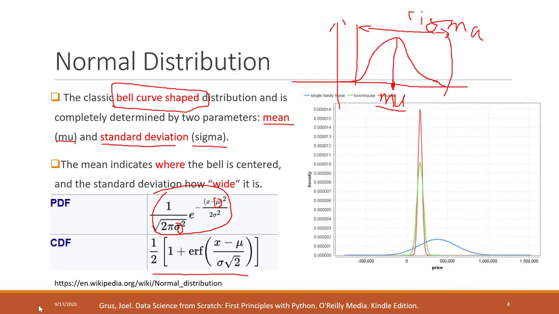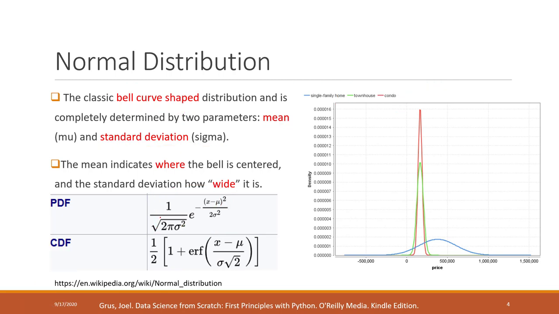Okay, so let's see one example. Here we have the PDF of house prices for three types of houses: the single family home, the townhouse and also the condo. If you remember, this is from our visualization lab. You can see here that the single family home has the highest average house price, because if you look at the mean values, this is the single family home, and this is for the condo and also the townhouse.